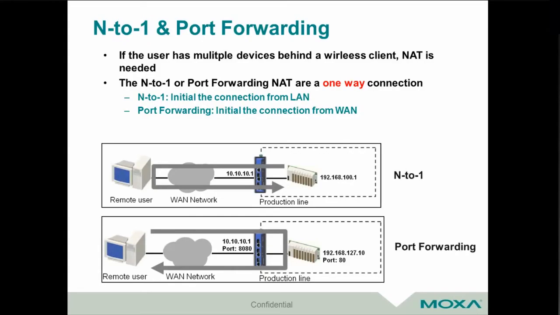Now, if you do have multiple devices behind a wireless client, for example, if you have 3 or 4 devices connecting maybe through a switch, you're going to need to have NAT support either from the wireless client side or from a specific router side. If you have what's called end-to-one NAT, the initial connection comes from the LAN side. And if you have port forwarding, your initial connection comes from the WAN side, meaning from a remote network. So port forwarding would basically be like polling. If you have a remote user that's trying to poll data that's on the wireless network, that would be what we would consider a port forwarding NAT situation.